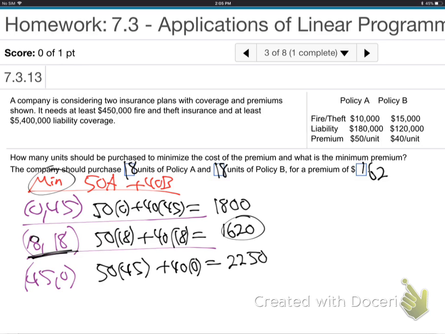That will cost them $1,620 a year to provide the insurance coverage they need. That's the cheapest way to provide their insurance coverage needs.